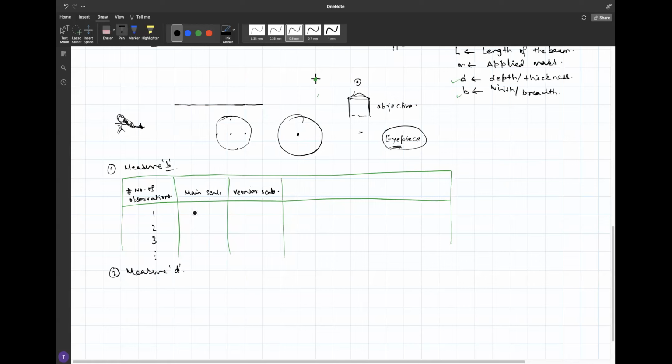So I will write how much it is. Let's say this will be in centimeter, right? And what is my reading on the vernier scale? I don't know. When you do it, you can find out what you get. So something like this, I'll make some readings in this direction, and then I will have the final reading from this, let's say in this case.